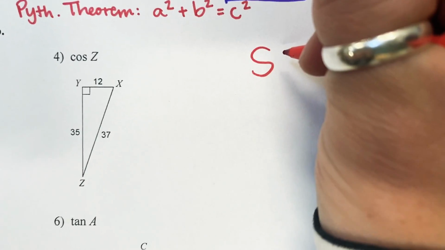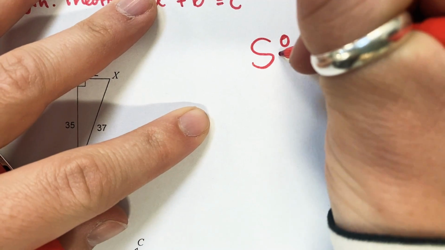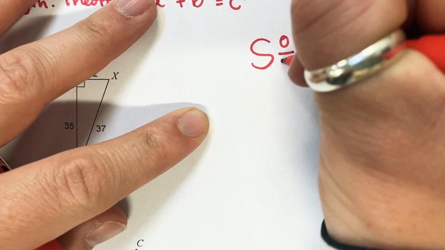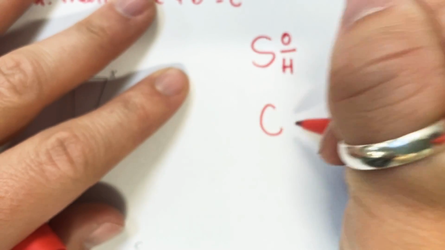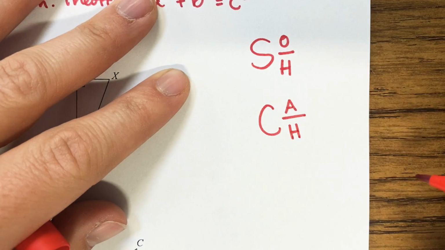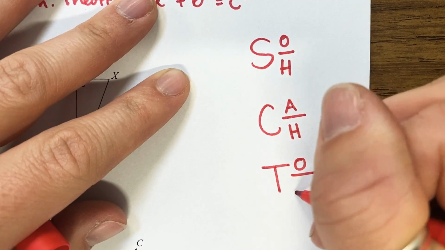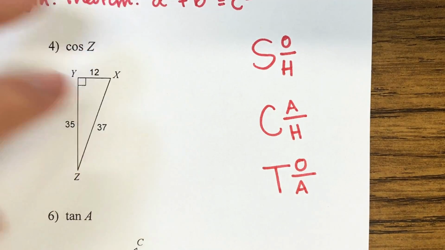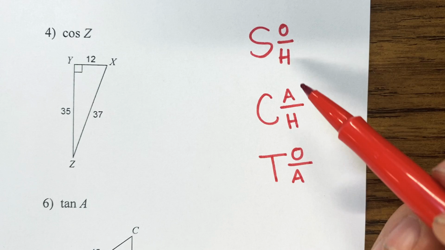S is equal to O over H. C is equal to A over H. And T is equal to O over A. You might have heard these sayings, SOH CAH TOA.